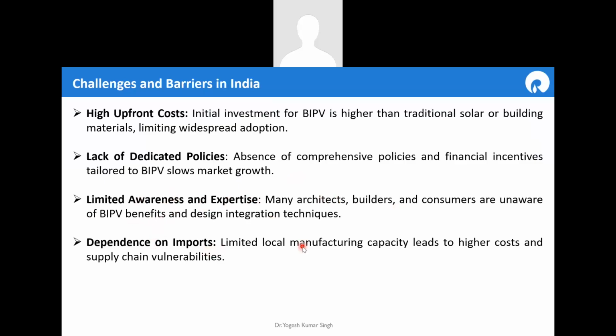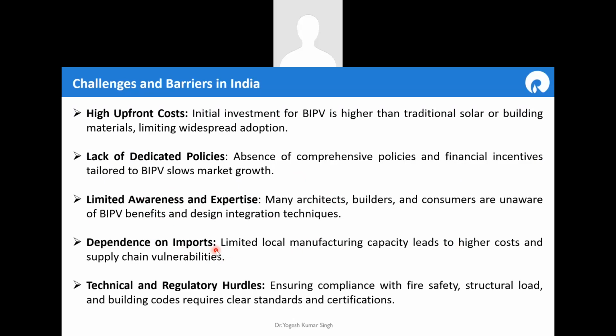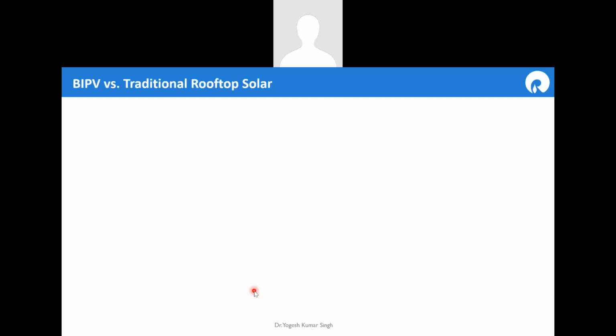Then dependence on imports. The limited local manufacturing capacity leads to higher cost, supply chain availability issues, and a lot of dependency on the import side. So we will be importing a lot of material. Another challenge is the technical and regulatory hurdles. Fire safety, structural load, and building codes will require clear standards and certification. So these are the things that will be required from the system. These are all the major challenges we identify as barriers to the BIPV system in India.